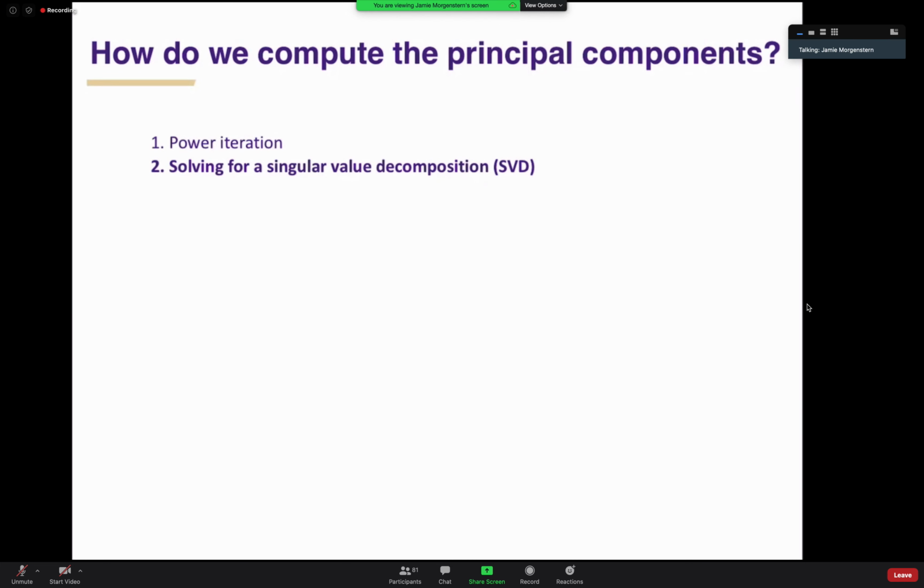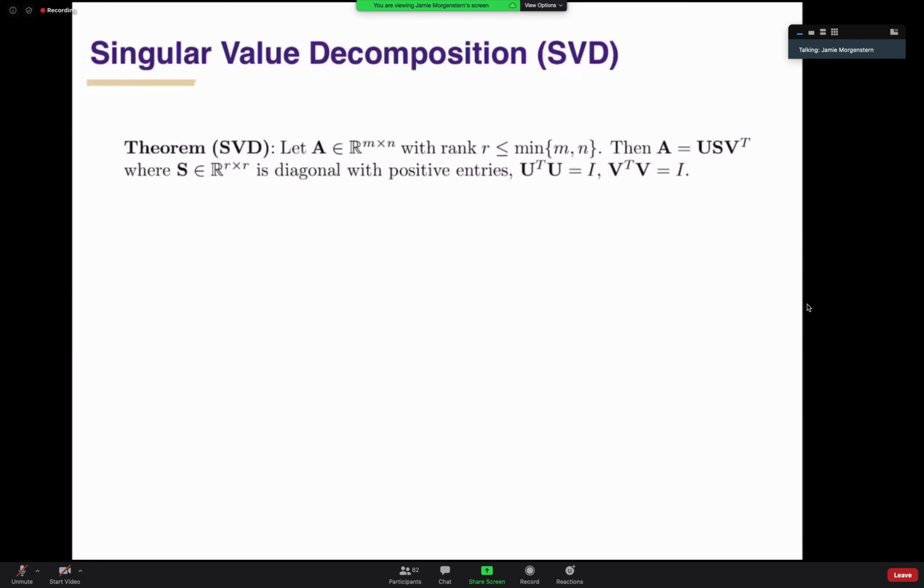I can think of very few places where the SVD is not relevant in machine learning. Okay, so if you have a matrix, this is just a fact, independent of PCA entirely. So if you have some matrix that is in M by N dimensional space, with rank R, R is going to be at most the minimum of M and N. You can write A in a really nice way.